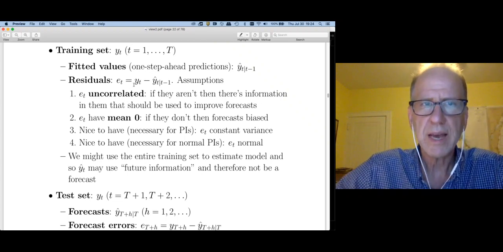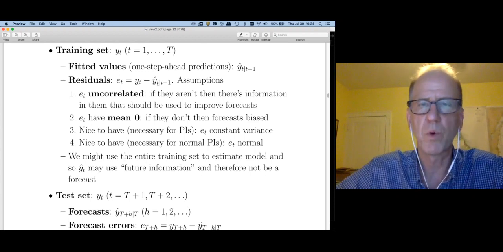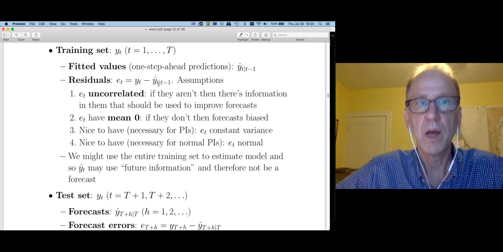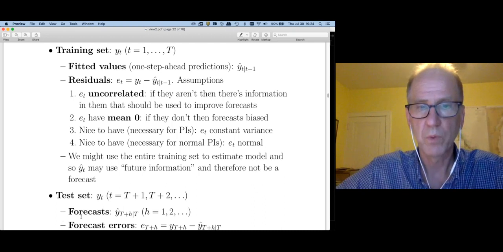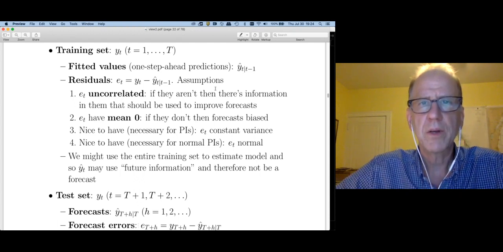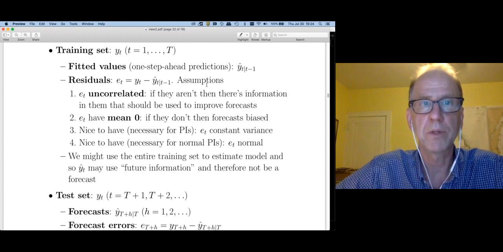Likewise, if we look at the error, the error is just y sub t minus y hat sub t, given whatever information we're using. On the training set, we're going to call that a residual. On the test set, we're going to call it a forecast error. So we're going to use exactly the same symbol, but just to be clear, we'll use slightly different names for them.